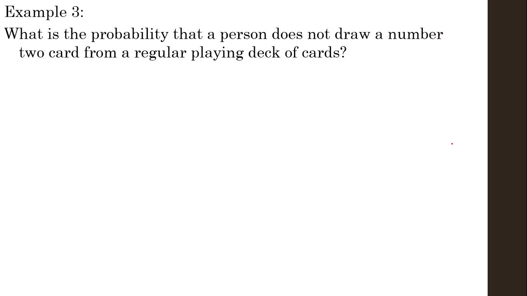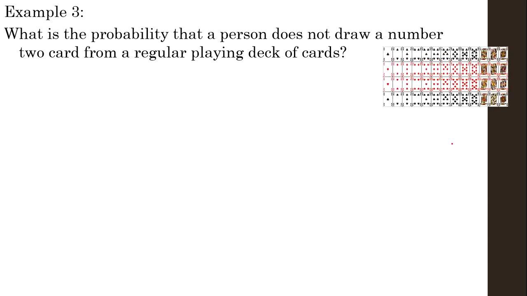What is the probability that a person does not draw a number 2 card from a regular playing deck of cards? So here's our deck of cards again. We know that there are 4 number 2 cards in the deck, so it's 4 out of 52. And they're saying, what's the probability that a person does not? This is the complement. So this is complement probability. So we're saying, what's the probability that the person does not draw a number 2 card?